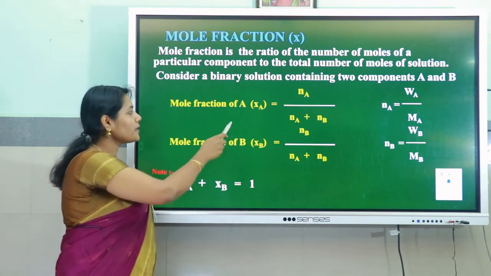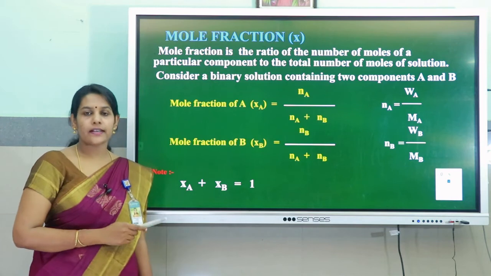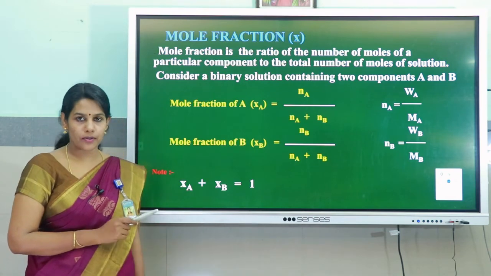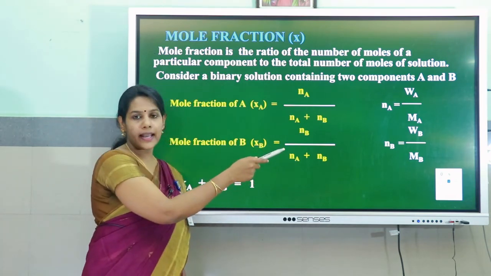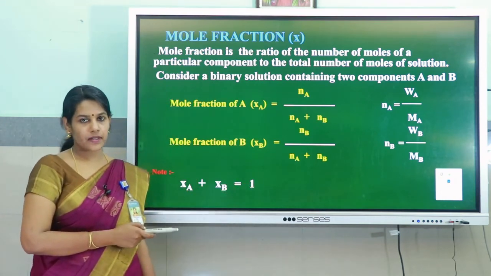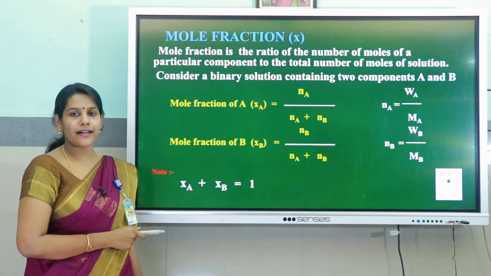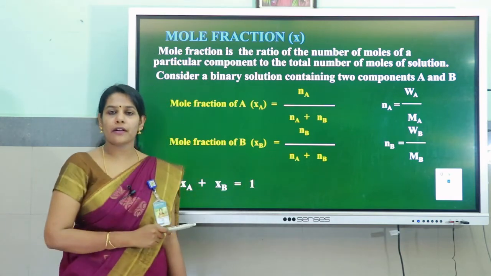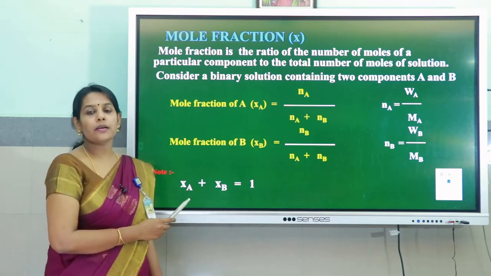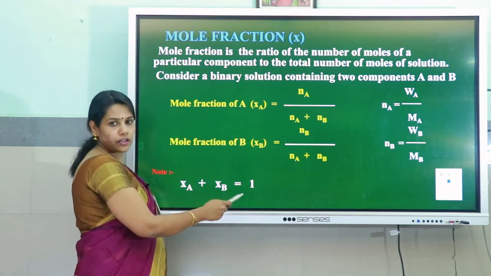So the mole fraction of A, that is XA, is equal to Na divided by Na plus Nb. Here n represents the number of moles. We have already studied that number of moles is equal to given mass by molecular mass. So Na is equal to Wa by Ma and Nb is equal to Wb by Mb. So to calculate mole fraction of B, that is Xb, the formula is Nb divided by Na plus Nb. That is the total number of moles of the solution, Na plus Nb. Then for a binary solution, the mole fractions of all the components add up to unity. That is Xa plus Xb is equal to 1.